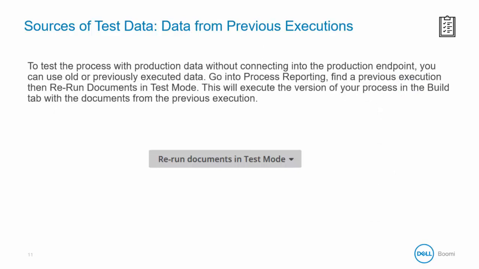If you need real data, you can use data from a previous execution of your process, so long as you have previous executions. This would be good for regression testing, which again simply means testing to ensure the data is processed the same way it did in the previous executions.